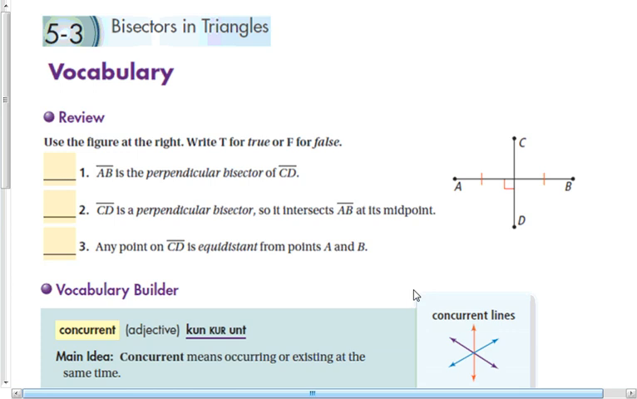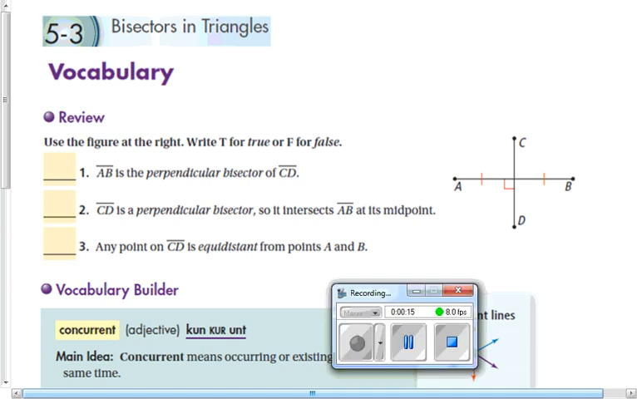Hey students, this is lesson 5.3. In this lesson we're going to learn how to identify properties of perpendicular bisectors and angle bisectors, mostly in triangles. Go ahead and do the review, I'll check back with you.